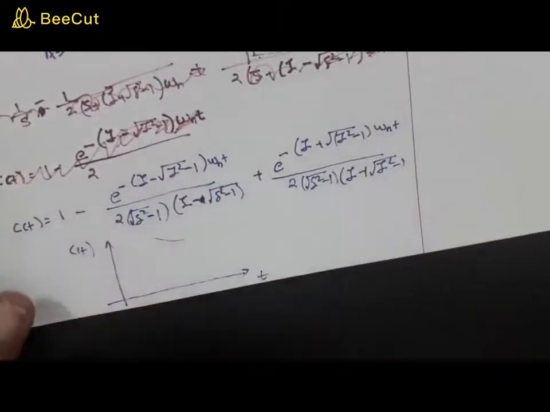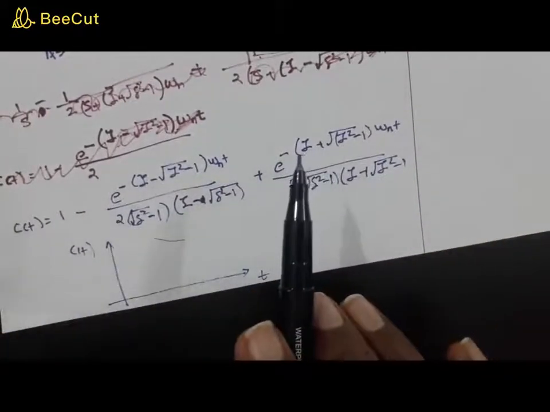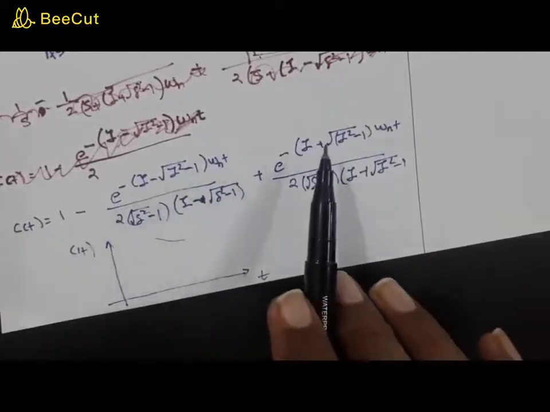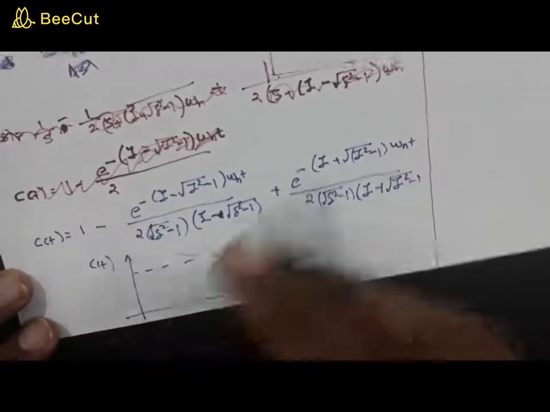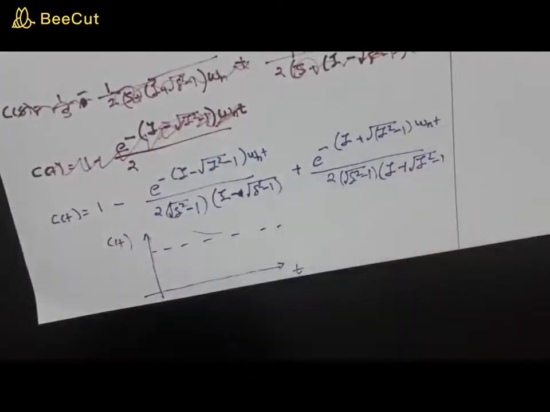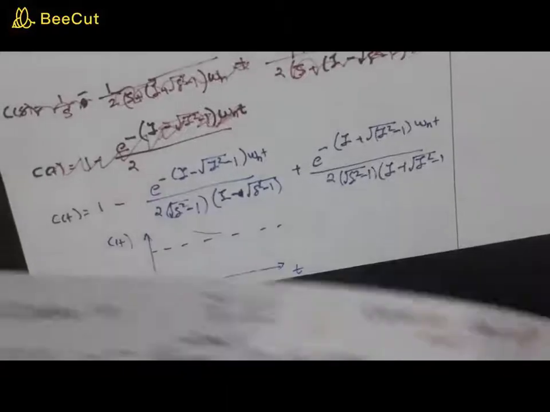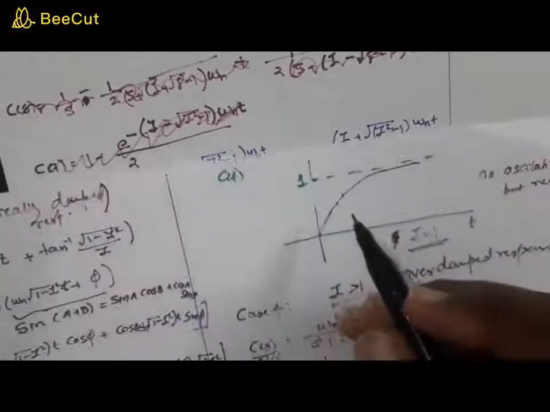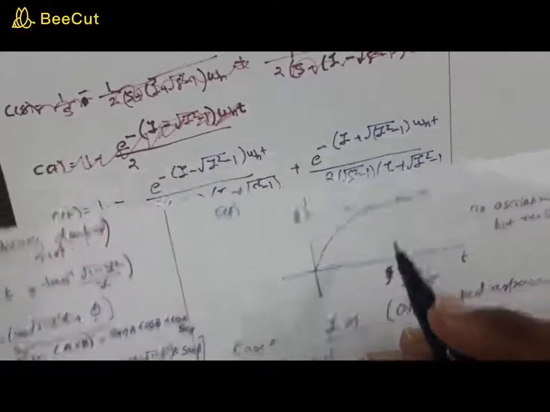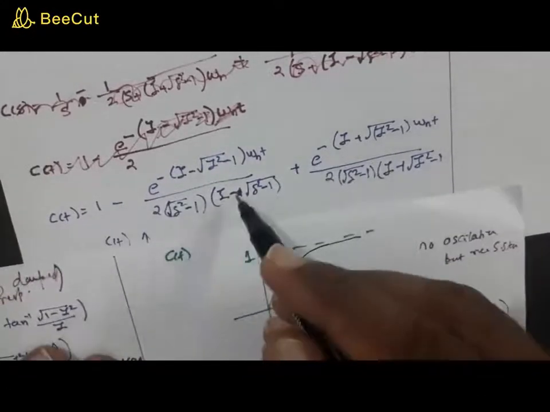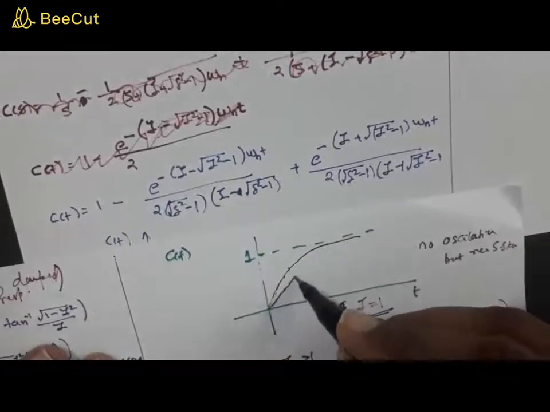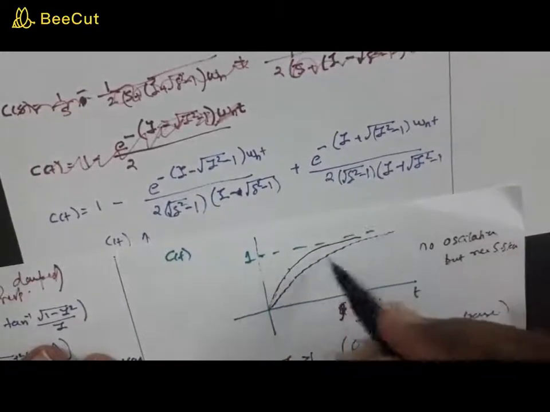Now what does this suggest? These two terms show that the response is exponential in nature. That means you are going to get a similar expression to what we found for theta equal to 1. This is the graph that we obtained for theta equal to 1. Now if I plot this, I'll get a graph like this. So what's the difference between these two?